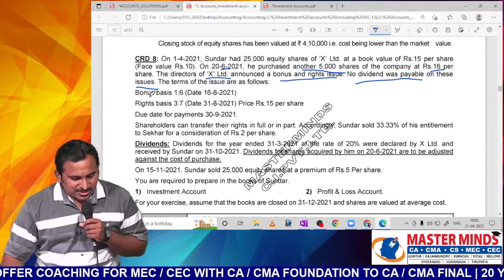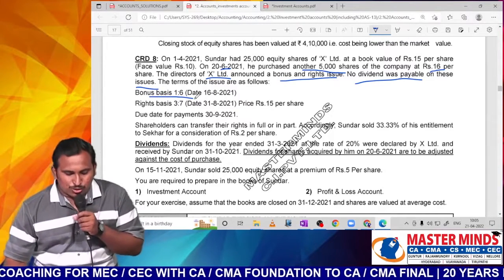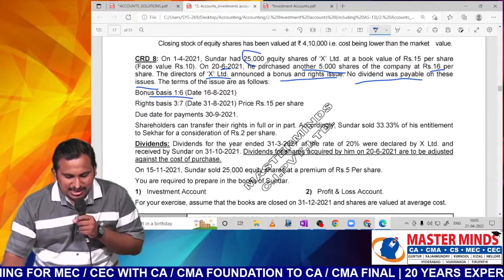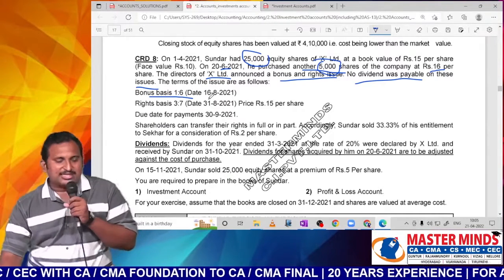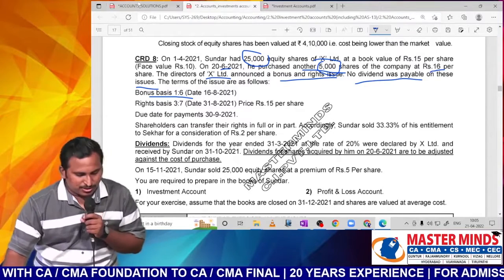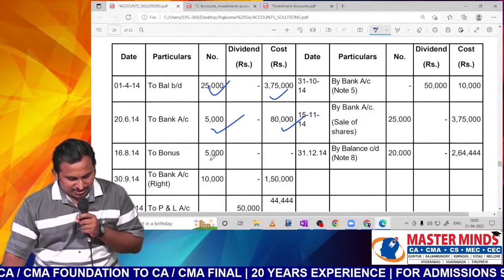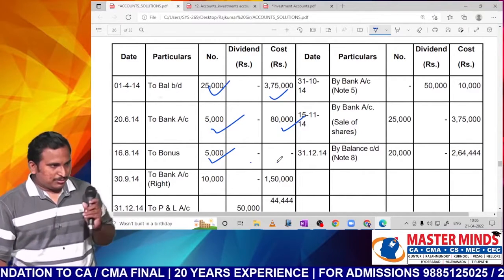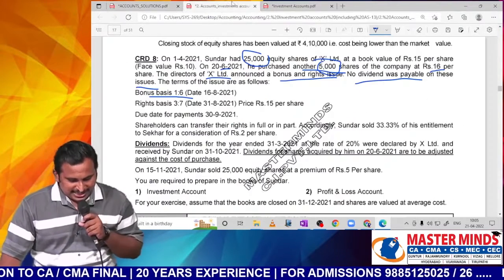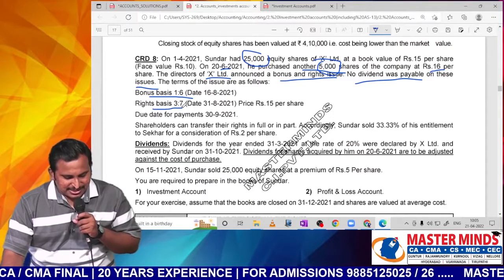Now, bonus basis. What is the bonus basis? 1:6. Till now, how many shares are there? 25 and 5, 30,000. What is the ratio? 1:6. How many bonus shares you will receive? 5,000. Simply you will record in the number of shares column 5,000. Nothing in the amount column. Sir, clear?